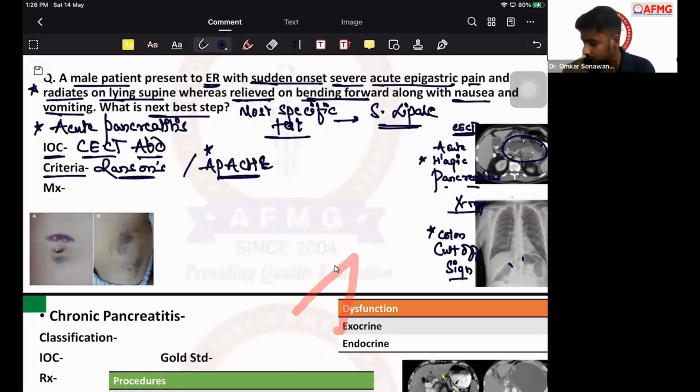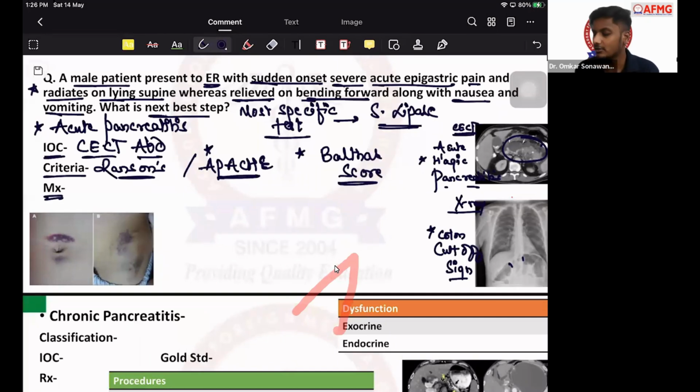And please remember the CT severity index. Like for COVID, we have CO-RADS, right? Just like that, in cases of pancreatitis, the CT severity index is assessed by which score? Very good. It is the Balthazar score. The CT severity index is given by the Balthazar scoring system.